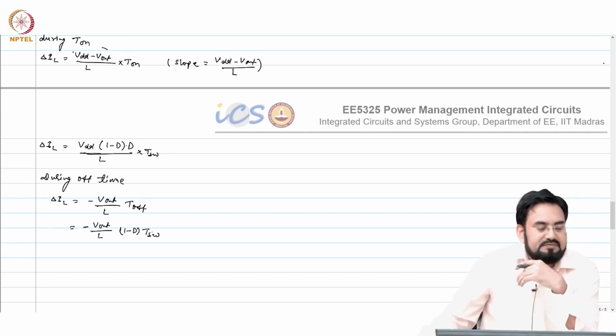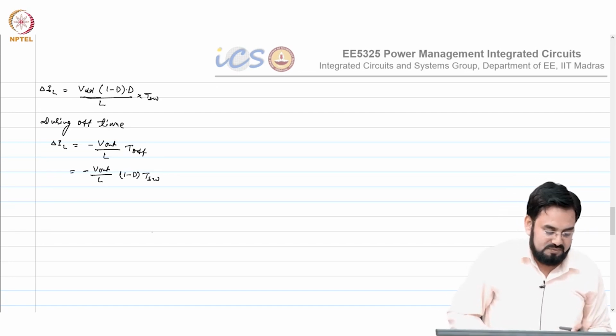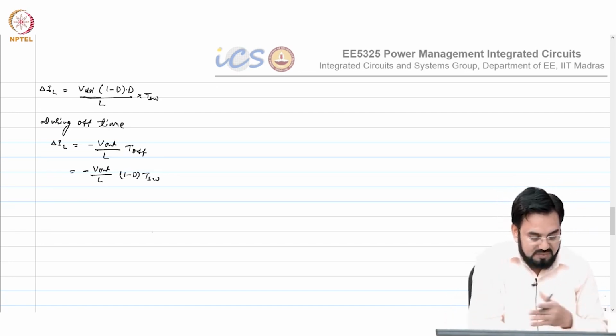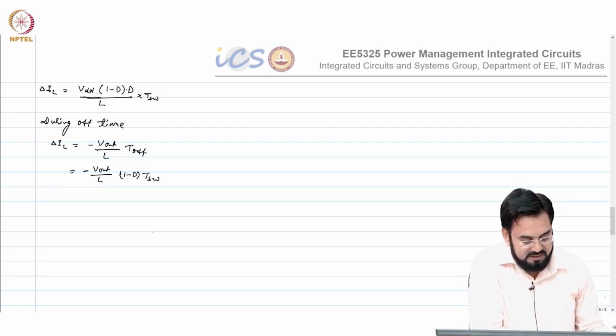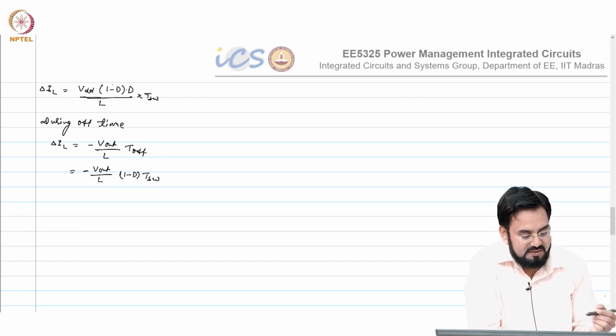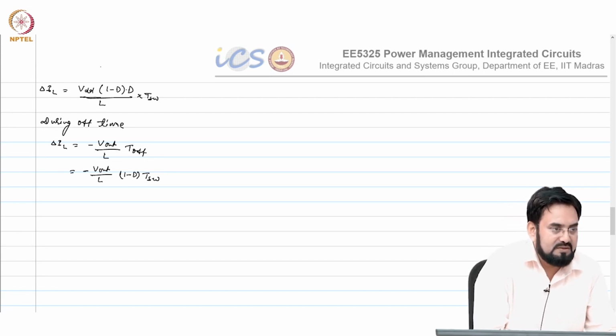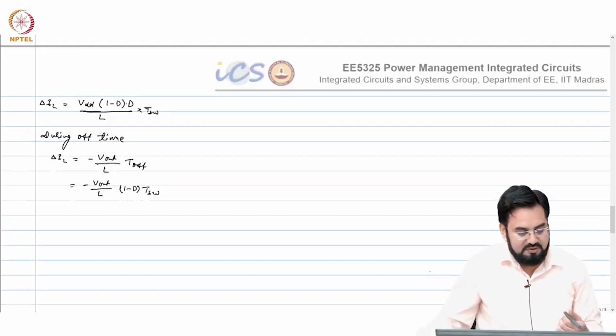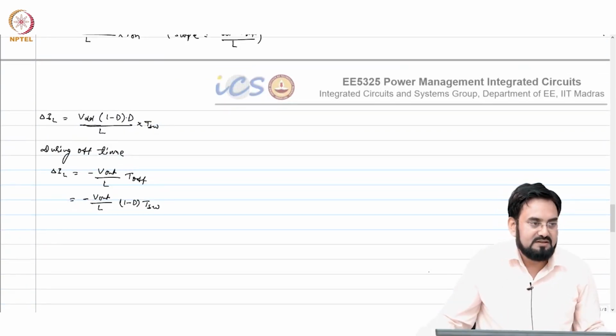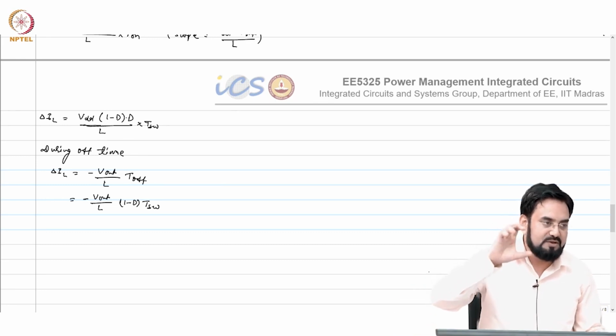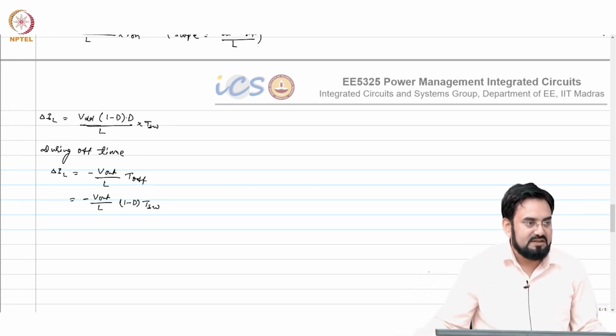So your T off will be 1 minus D times TSW if T on is D times TSW. Now, if you replace this V out by D times VDD, the ripple amount, the peak current, will remain the same in both cases. Okay. So whether you use this formula using V out or using V in, ultimately your delta IL, or peak to peak ripple current, would remain the same.